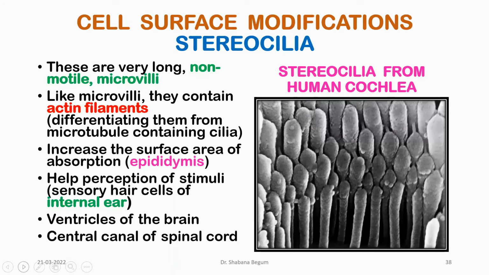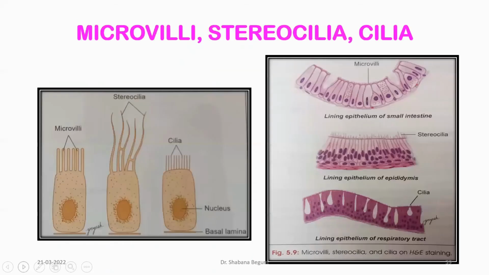Now, another type of cell modification is the stereocilia. Now, the stereocilia, unlike cilia, are non-motile, and actually these stereocilia have similarity to the microvilli because they contain actin filaments. And stereocilia help to increase the surface area of absorption. So it is found in the epididymis. Also, we find it in the ventricles of the brain and the central canal of the spinal cord.